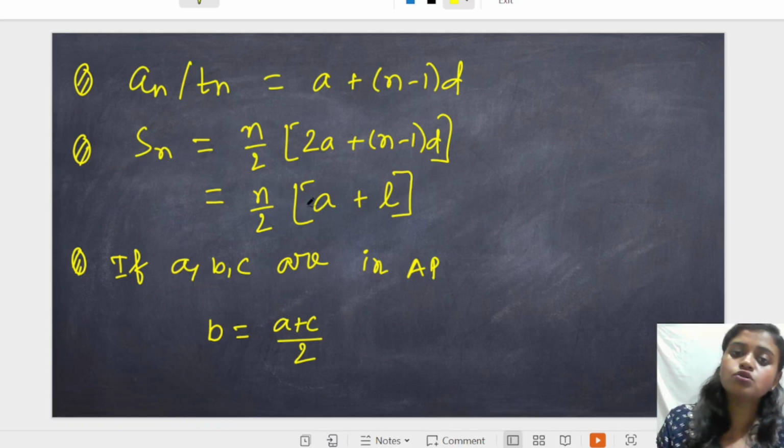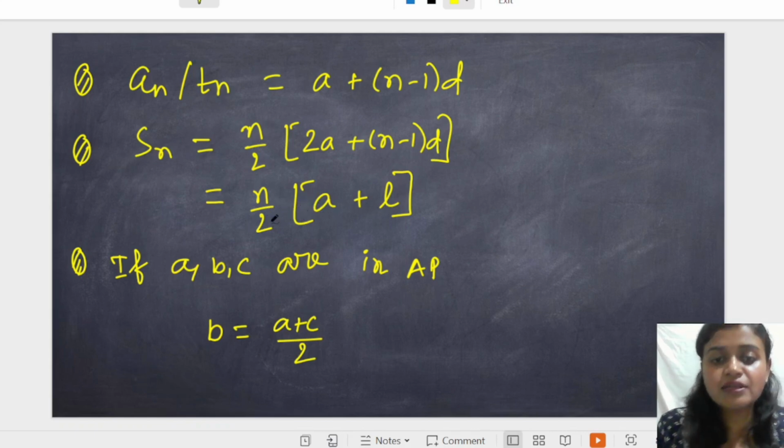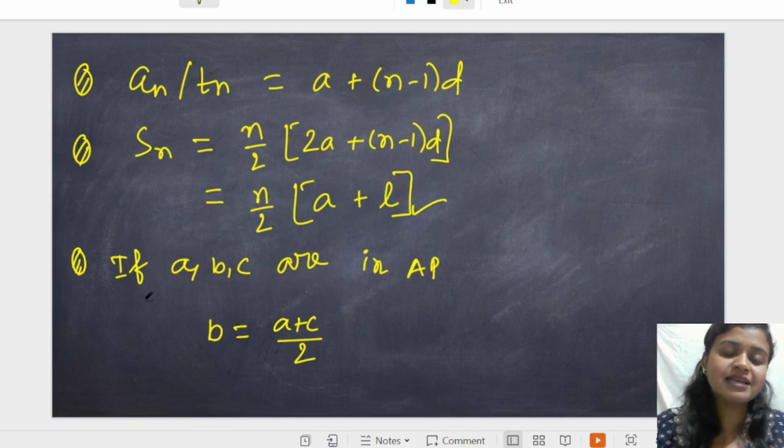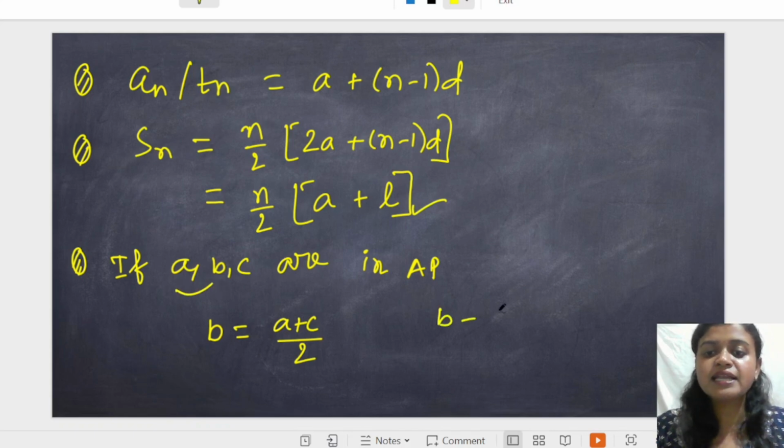So we can formulate it in another way: n by 2, a plus l, where a is the first term and l is the last term. So if we know the first term and last term of an AP series, we can apply this formula. Next, extra addition. We applied this formula in the previous MCQ class also, so you can check that class. If a, b, c are in AP series, we can write b equals a plus c by 2. Here the common difference is the same: b minus a equals c minus b. From this, we write b equals a plus c by 2.